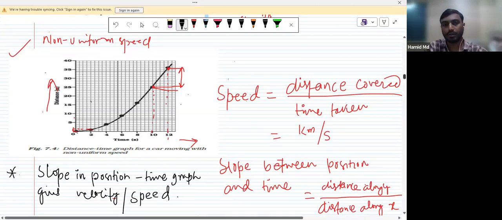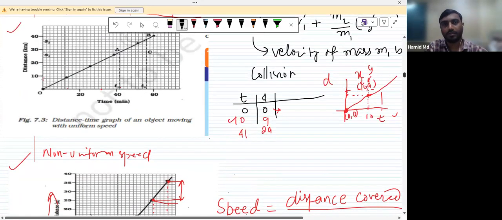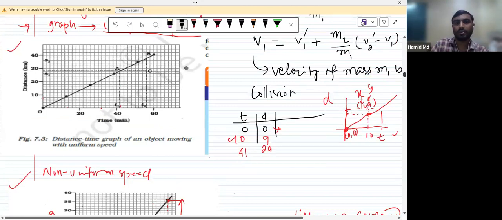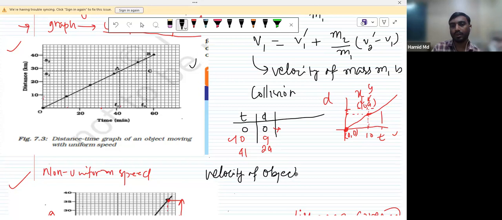Now see one example. This is very easy, okay? This graph is a bit easy to understand, right? So if we want to calculate the velocity of the object from A to B, okay, velocity of the object from A to B. This is A to B.